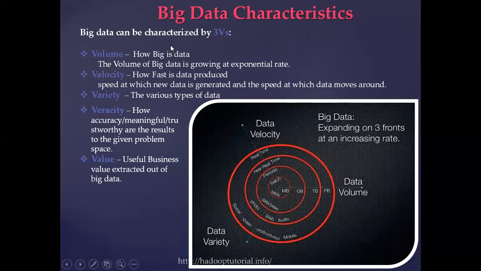When we talk about the characteristics of big data, we mainly specify them with these three V's: volume, velocity, and variety. And sometimes, very rarely, we also name two more V's as well. One is veracity, and the fifth one is value.